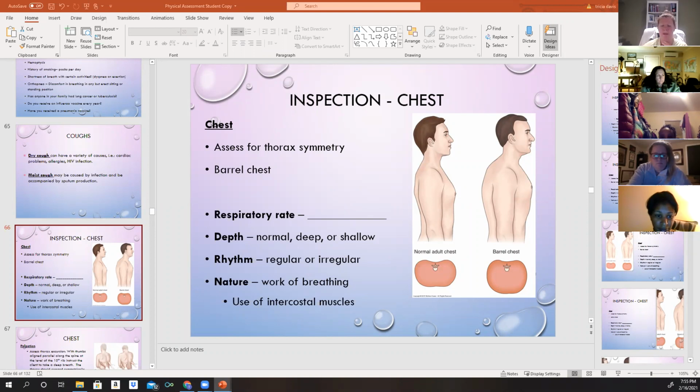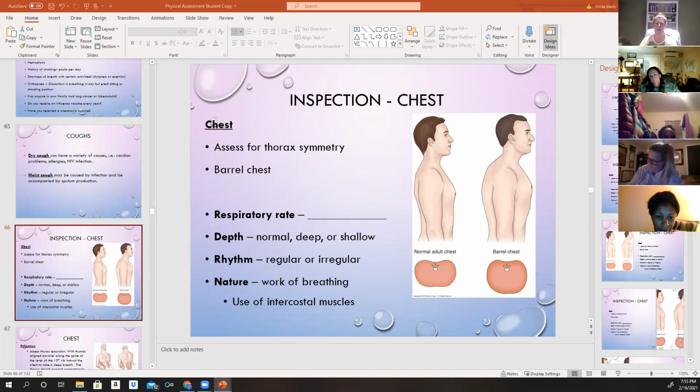You're going to assess their respiratory rate. You will learn eventually when you come into a room and you're doing that snapshot, you're going to automatically know that their respiratory rate is not normal if it's in the 20s or the 30s. You're going to be able to see it. They're going to be breathing very quickly. The depth of their respirations are going to be deep or shallow.